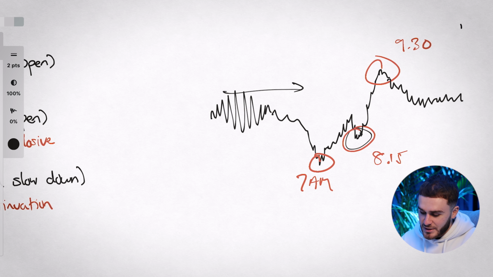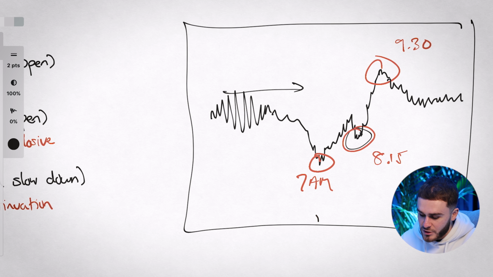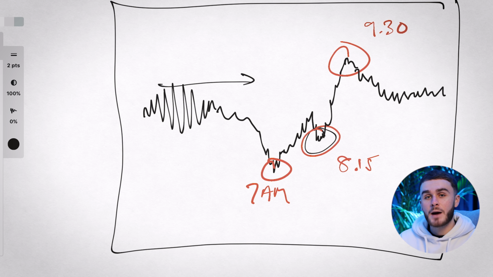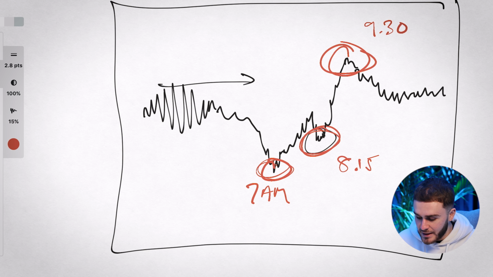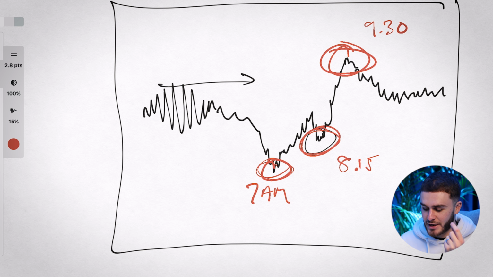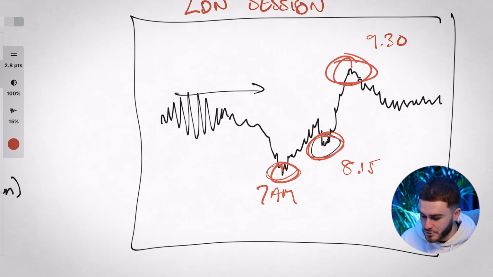Now, just looking at this, this is a very simple model that you can actually use during New York. It doesn't happen all the time, but at least one of these times in the day, there is going to be a significant piece of price action. So that is going to be it in terms of the London session. So please take notes as I'm going through this.